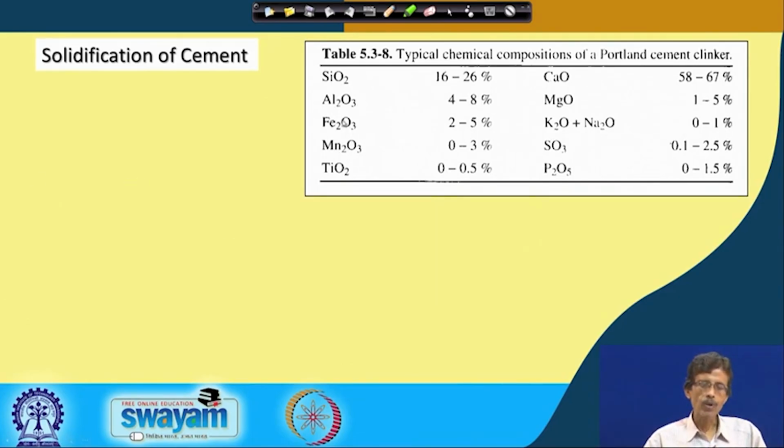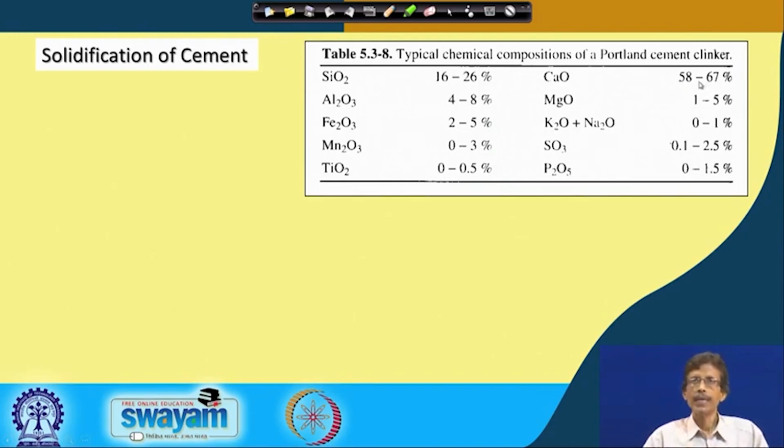The main components of the basic composition are Ca3S and Ca2S, the tricalcium or dicalcium silicate. So, the main composition of your Portland cement clinker, which is used for making cement, is these two top materials. The chemical composition tells you that silicon dioxide can vary from 16 to 26 percent, whereas calcium oxide is from 56 to 67%. So, a huge amount of calcium.